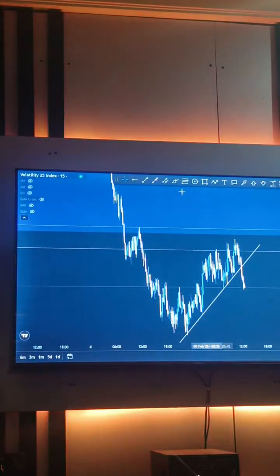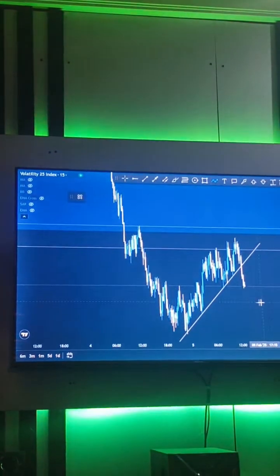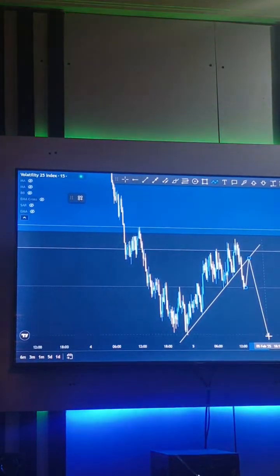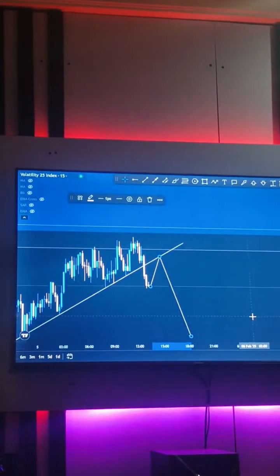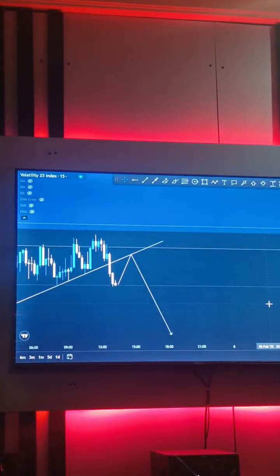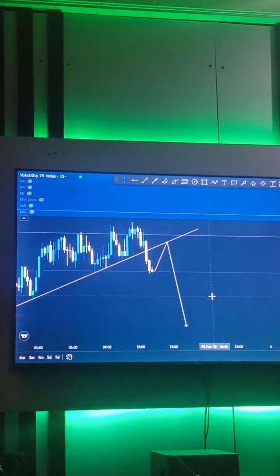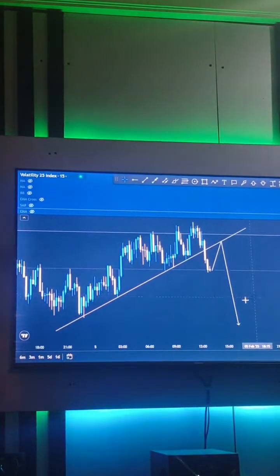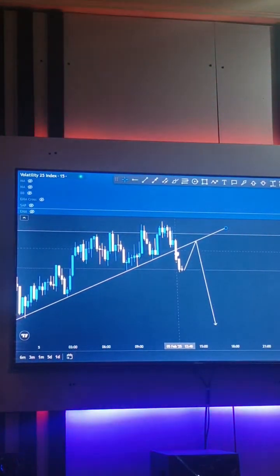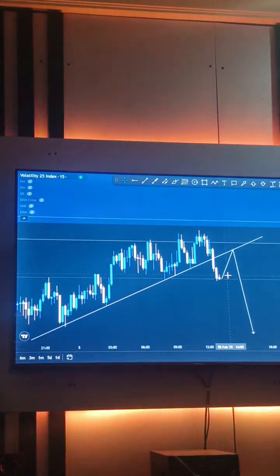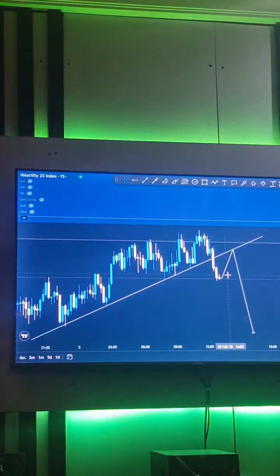Let's wait for a retest for V25 before we enter. I'm waiting for a retest before we enter the market. If there's no retest, we do not enter. We've already missed this breakout. No retest, no entry.